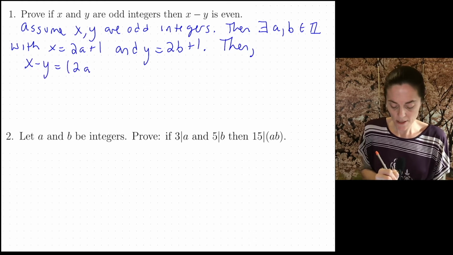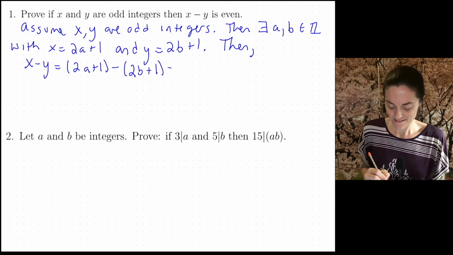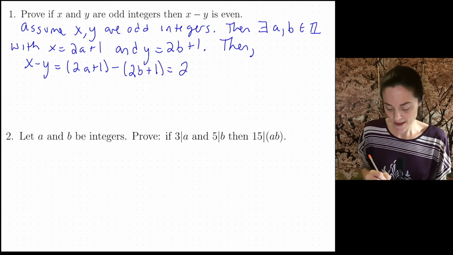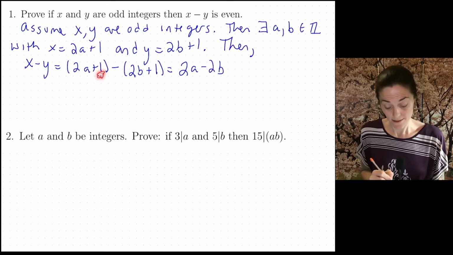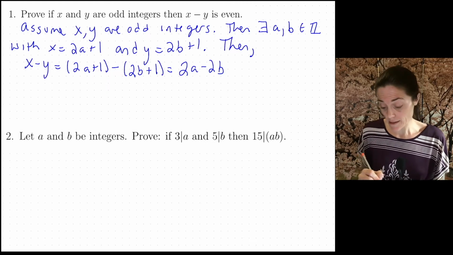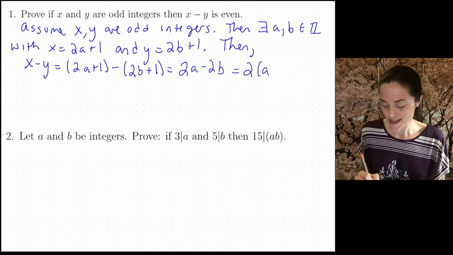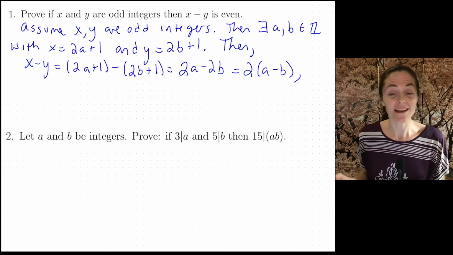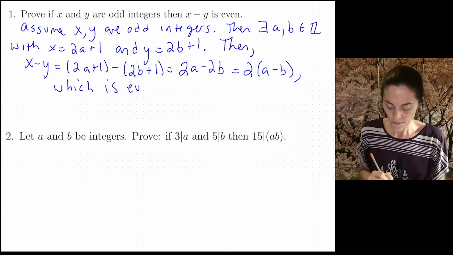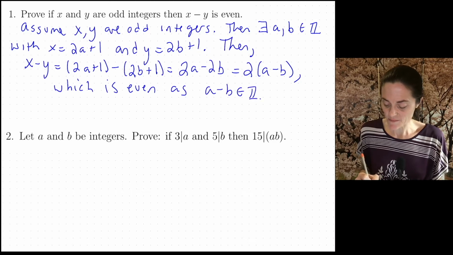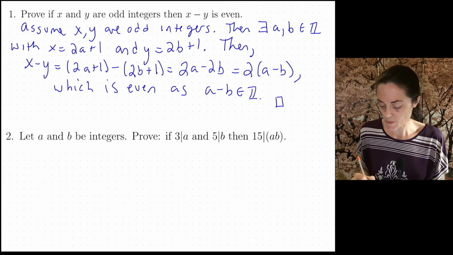This is 2a plus 1 minus (2b plus 1), which you see is 2a minus 2b. We have 1 minus 1 adds to 0, and look, we can factor out a 2. So we get this as 2 times (a minus b). Now, this is even as this a minus b is an integer. And this is the end of this proof.